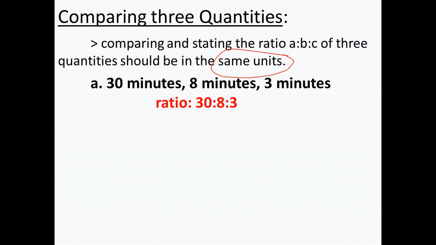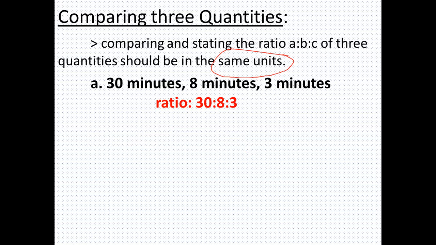All right, here, 3 quantities: 30 minutes, 8 minutes, 3 minutes. So there is no problem in here because all are in minutes. So that means that we can express that one accordingly. 30 is to 8 is to 3. That is in ratio. Okay?